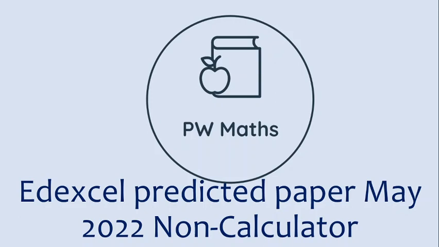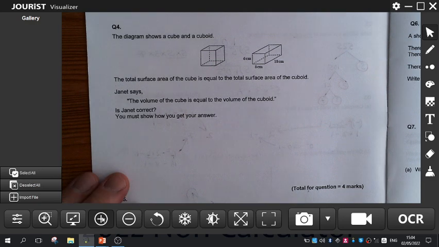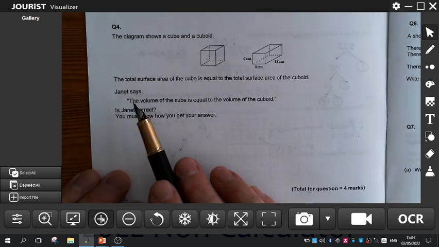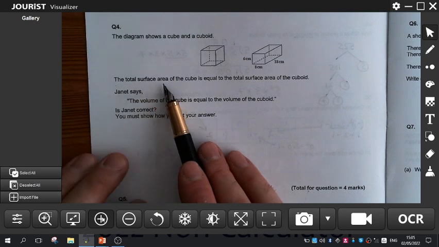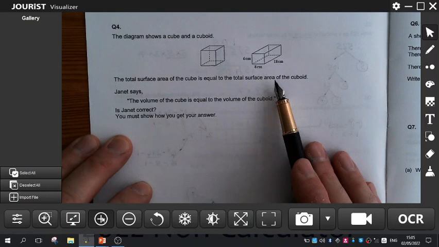May 2022 predicted paper question 4, surface area and volume of cuboids. Here we see we have a diagram showing a cube and a cuboid. The total surface area of the cube is equal to the total surface area of the cuboid.